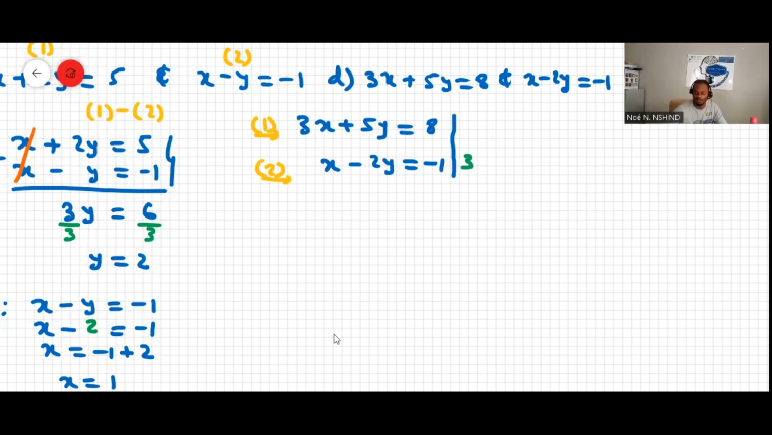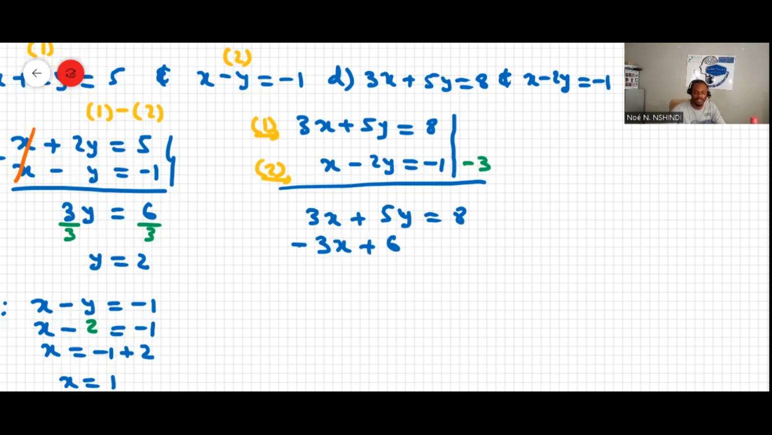Why by 3? Because I look here, we have 3x. If I multiply this by 3, or maybe by -3, and then we can add them. Equation 1 would be 3x plus 5y equal to 8. Equation 2 will become -3x plus 6y equal to 3. Okay, so we can simplify. We can add the two equations.